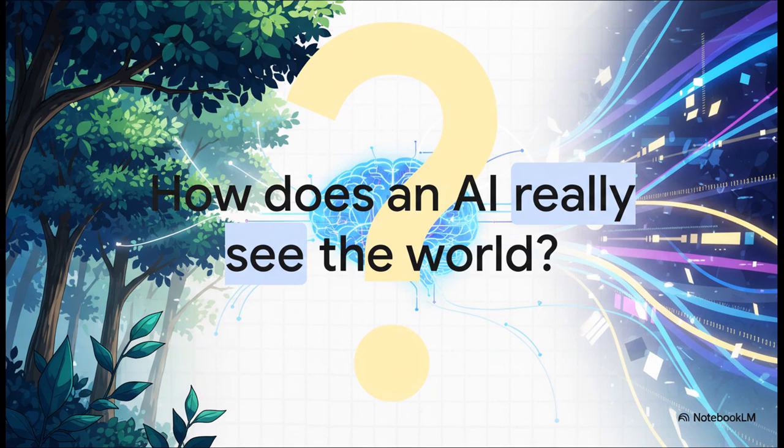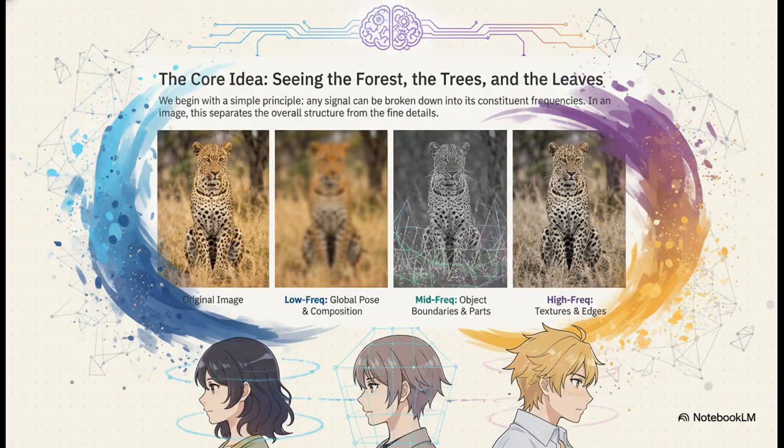Well, that's the central challenge, isn't it? See, today's AI models, they often get stuck. They might get the big picture, the overall scene, but totally miss the critical details. Or they do the opposite. They get lost in the texture without ever understanding the context. They just don't naturally see the forest and the leaves all at once. But what if we could change that?